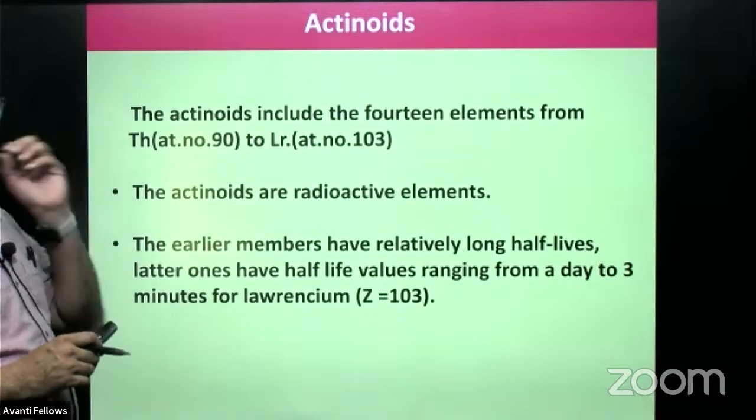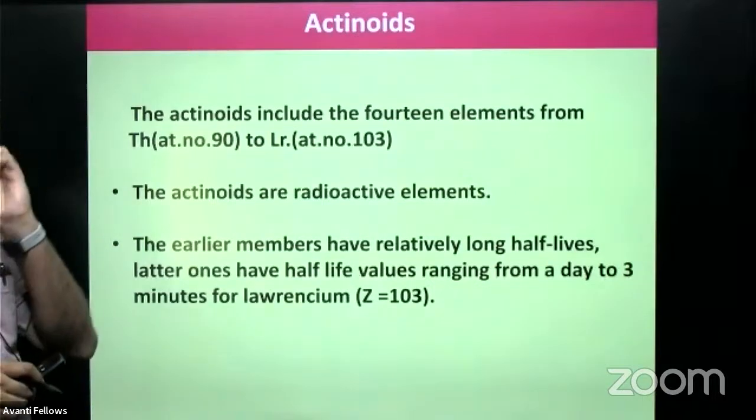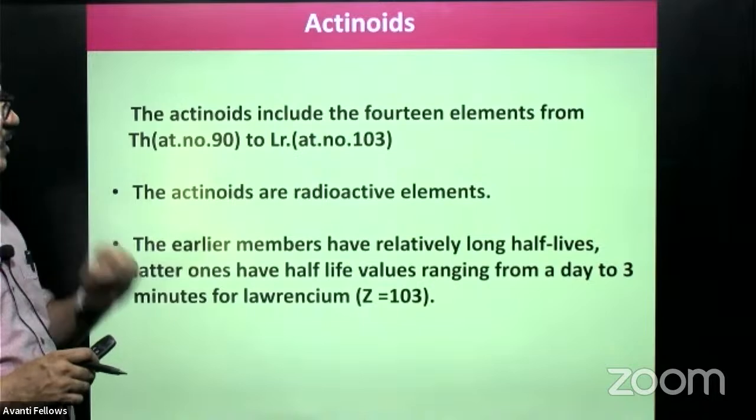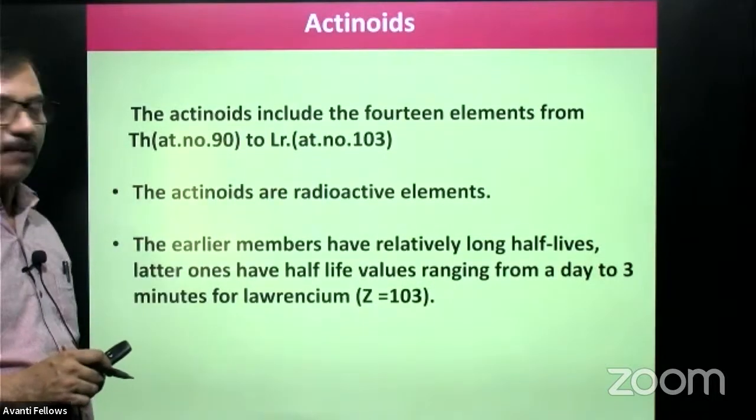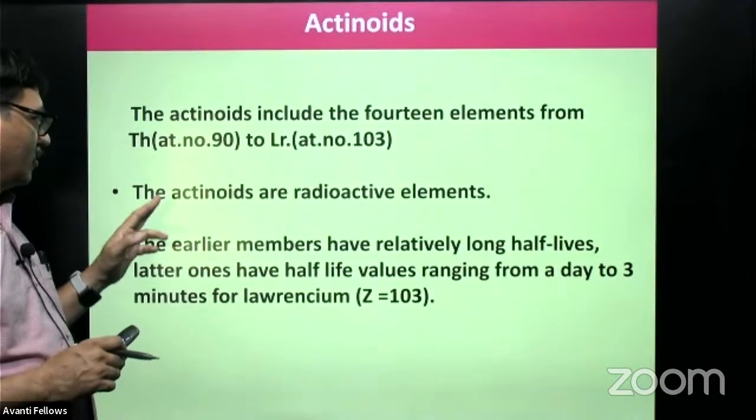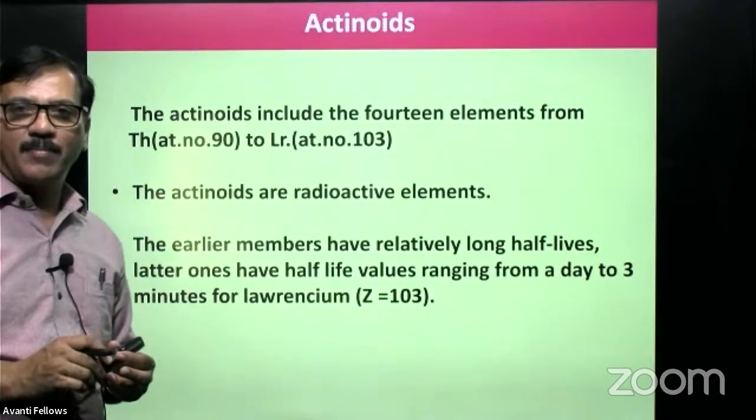Okay, actinoids. Now coming to the actinoids. Actinoids include the 14 elements from thorium to lawrencium. Okay, Th. The actinoids are radioactive elements.